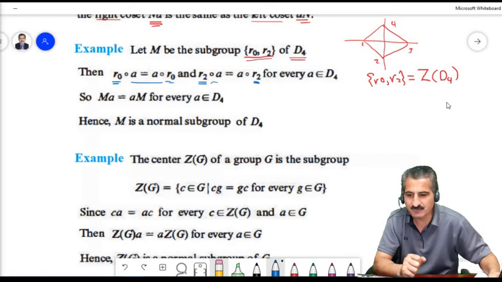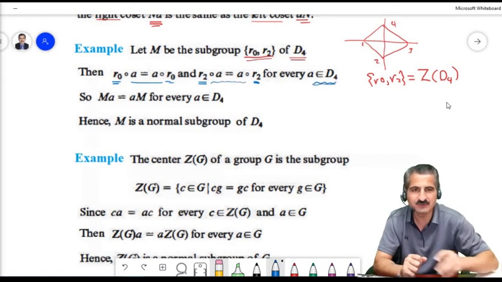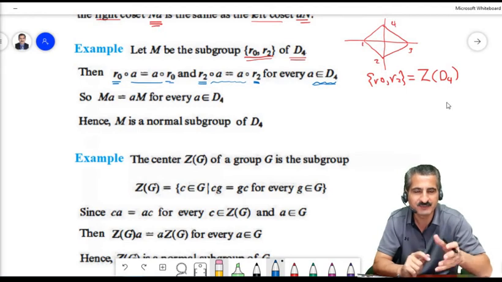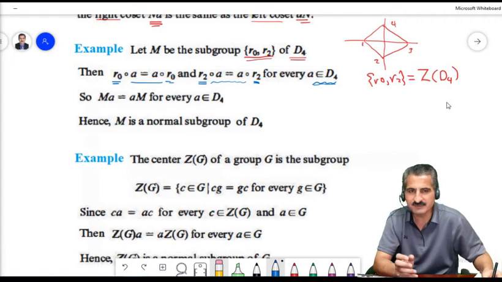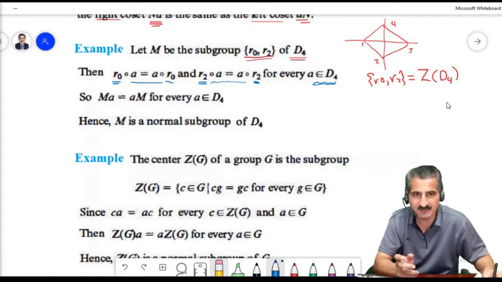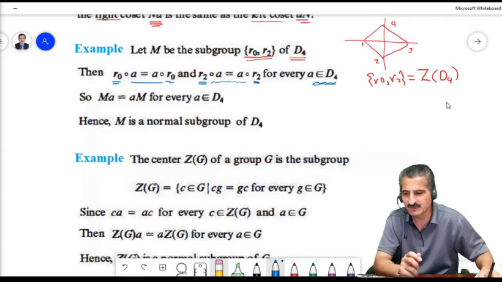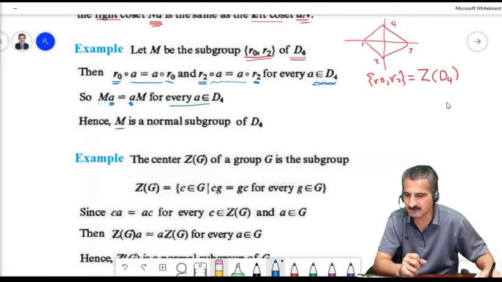What about R2? R2 commutes with every element A, where A belongs to D4, because we know it is from the center, and we proved that using the multiplication table of D4. Because R2 commutes with every element and R0 commutes with every element, multiplying them on the left or the right does not matter. So AM and MA will be equal for all elements in D4, and therefore M is normal.